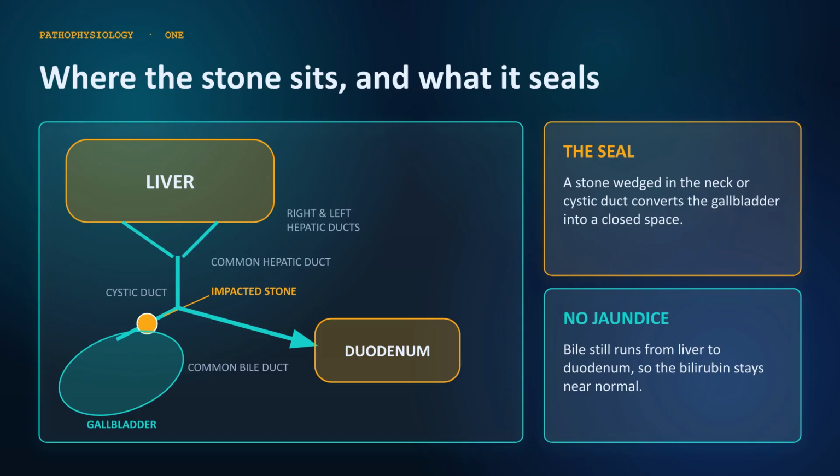Now watch what happens here. A stone slips out of the gallbladder and lodges in the neck, or the cystic duct. Follow the arrow. Bile from the liver still flows freely to the duodenum. So the patient is not jaundiced, but the gallbladder itself is now a closed space. Remember this picture when we reach the laboratory results. An open duct is exactly why the bilirubin stays low, and why a high bilirubin sends you looking elsewhere.